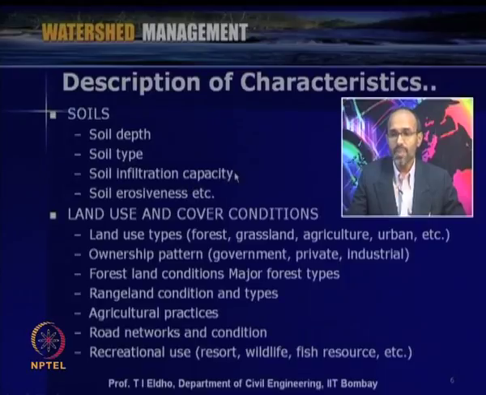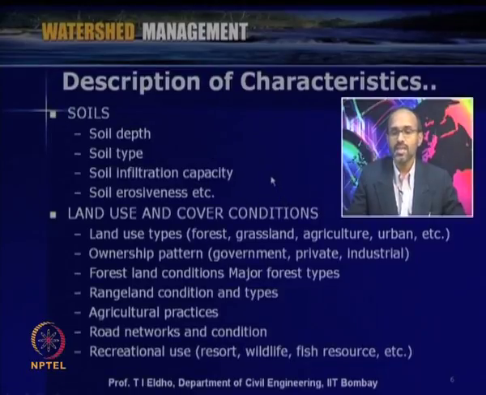Then soil infiltration capacity. We discussed earlier that in the rainfall to runoff process, infiltration is one of the important parameters which is controlling the runoff process. So, we have to identify the infiltration capacity of the soil within the watershed. Then soil erosiveness. We have already seen earlier the erosion and sedimentation problems within a watershed. Depending upon the nature of soil and other parameters, there will be more or less erosion, and different types of erosion problems within the watershed.